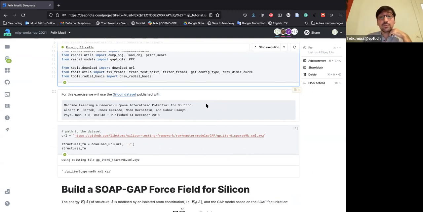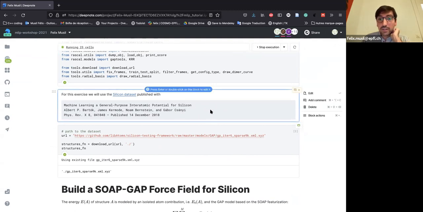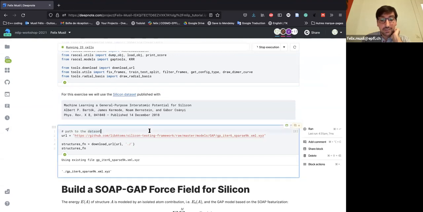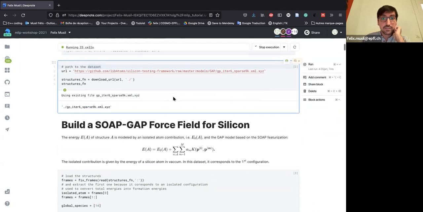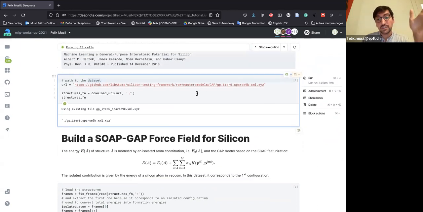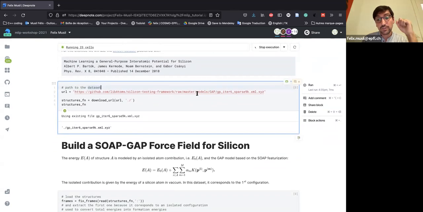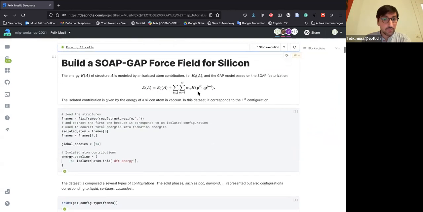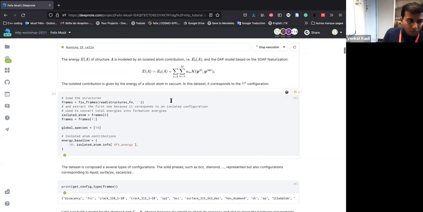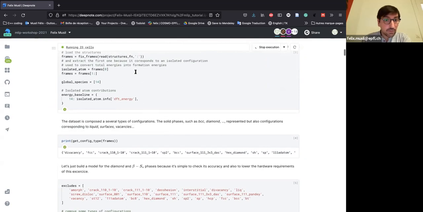So this notebook is about reproducing a silicon potential using the data set provided in this article. This is a very nice article, actually, that you probably would like to read to understand a bit more on the GAP framework and its applications. And so we first start by downloading this data set. It really has the XYZ coordinates for many silicon structures with forces and energies computed at the same level of DFT theory. And we want to model again this function. So we load structures.